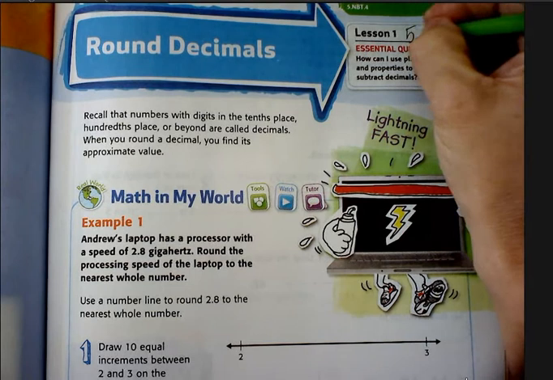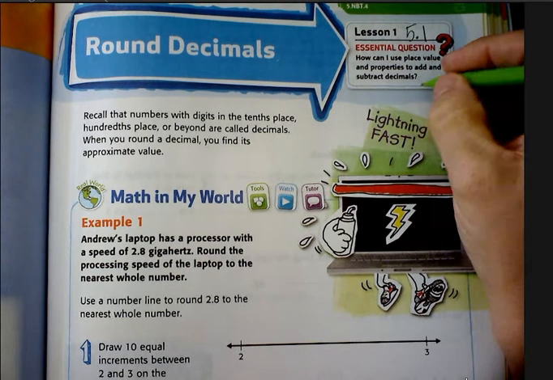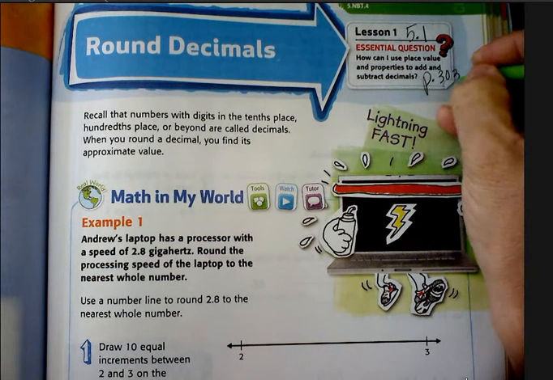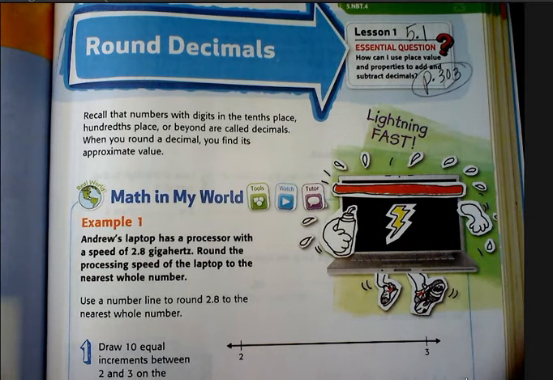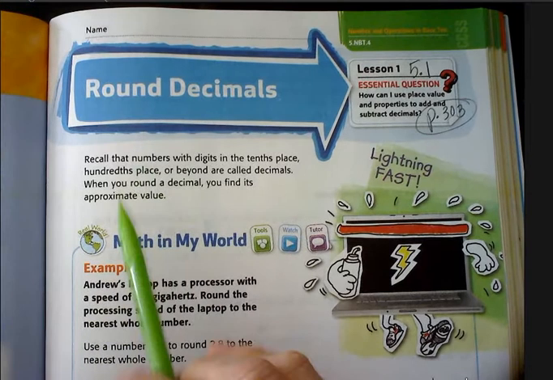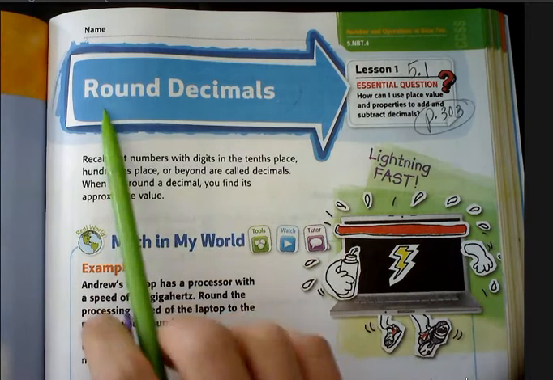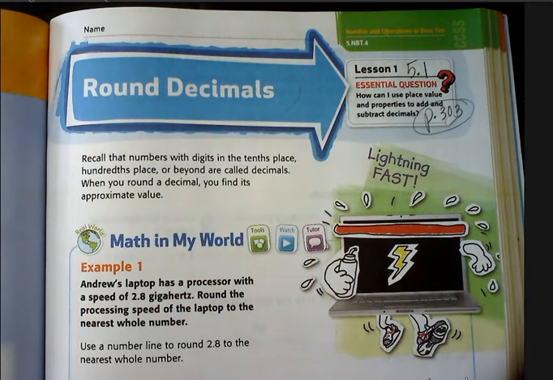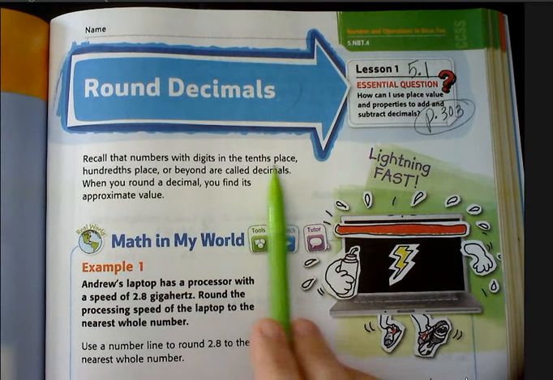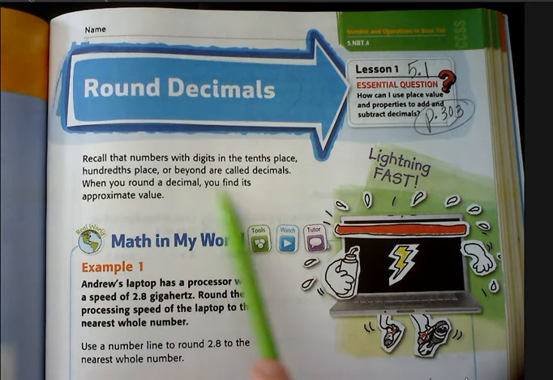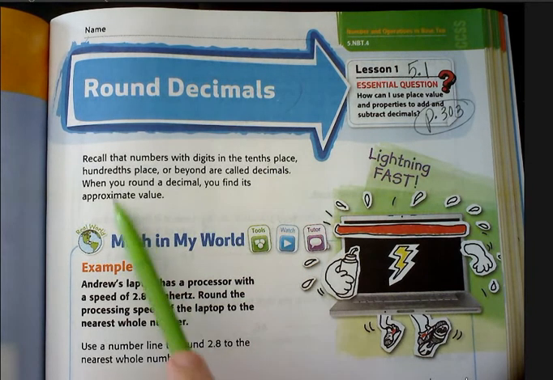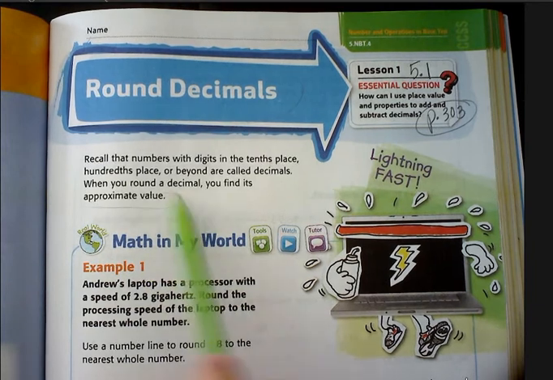So we're on 5.1, and we are on page 303. Page 303, if you have this lightning fast computer with running legs and arms, then you know you're in the right spot. And we are going to a new topic. Again, we're going to be looking at decimals, and we are rounding decimals. So we're going to remember our places: tenths, hundredths place, and beyond. Anytime it has that, it's a decimal. When you round a decimal, you find its approximate value.